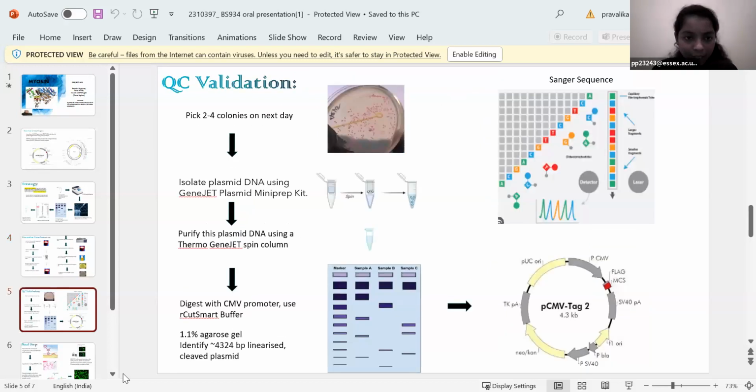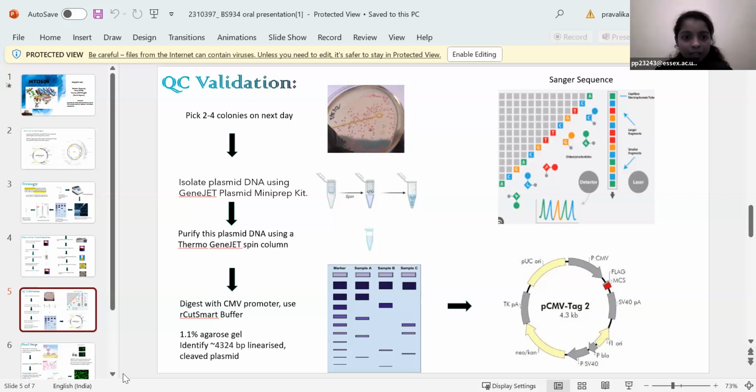On the next day, you have to pick a few colonies from the strain. When the colonies have grown, you pick a few colonies, and then we isolate the plasmid DNA using the GeneJET plasmid kit. So what we are doing here is a quality control validation, from the grown bacterial culture.